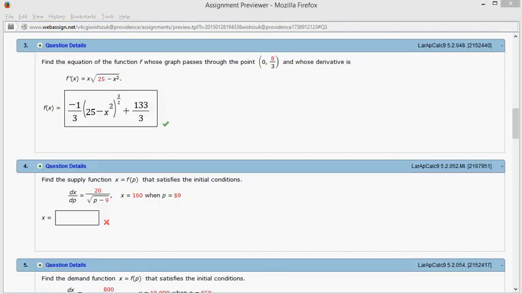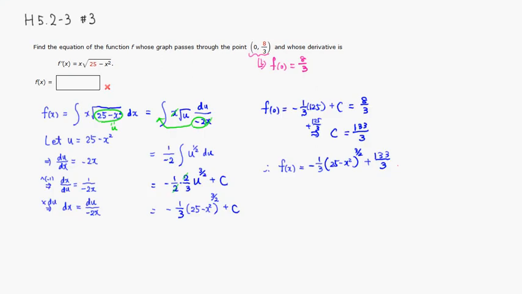Alright, I came back and looks like we got this one correctly. Alright, that's it. I hope that this was clear.